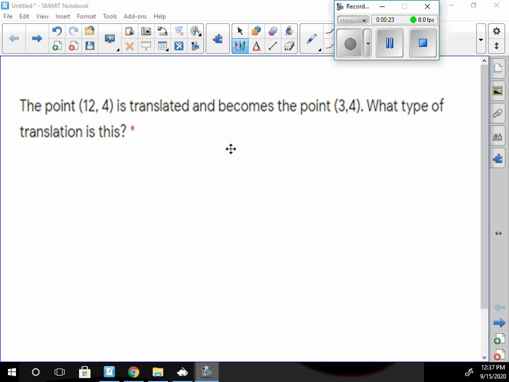The point (1,2) is translated and becomes the point (3,4). What type of translation is this? Now, this was a multiple choice question. We had horizontal, vertical, or both. So x and y. If your y stays the same, then the vertical is not changing at all, so it is not a vertical translation. Our x is changed. Those are our horizontals on the grid. Remember your x's and y's.